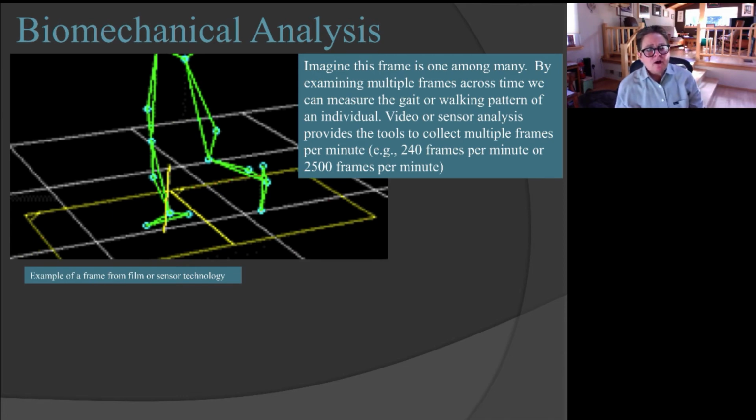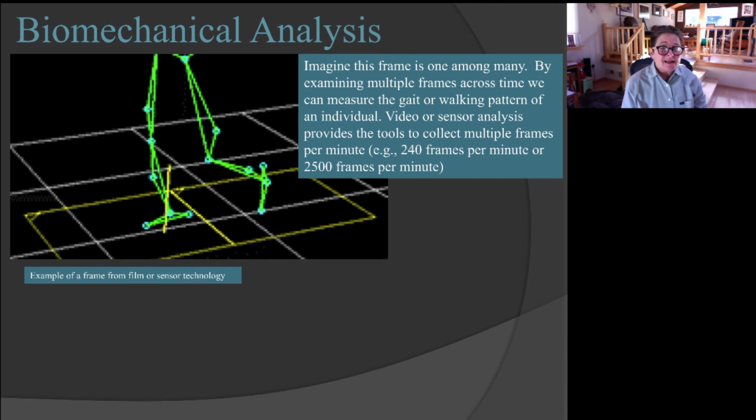Imagine that across time, the angle of the ankle, the knee, the femur, and the hip would actually change over time, and that this actually measures the gait or the walking pattern of an individual. So through video or sensor analysis, we could collect multiple frames per minute. I think that in our exercise physiology lab, we collect something around 240 frames per minute.